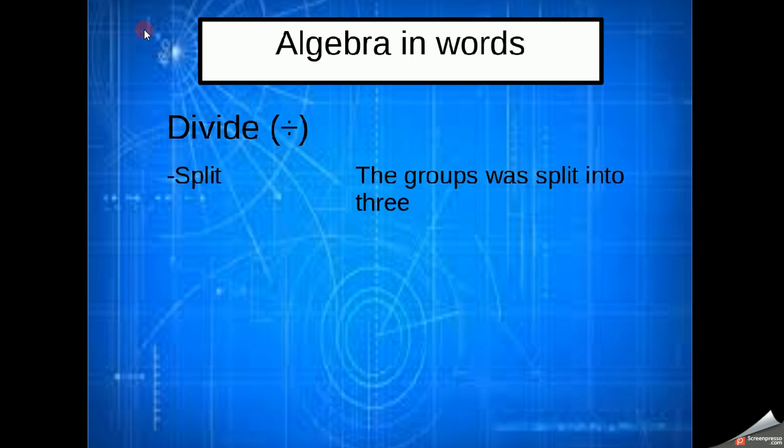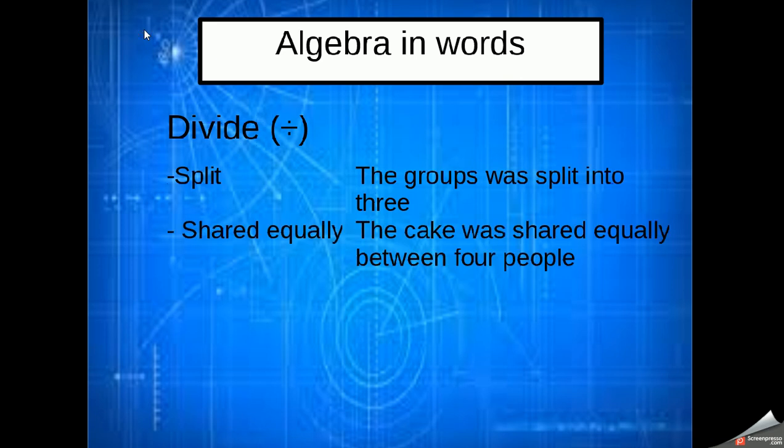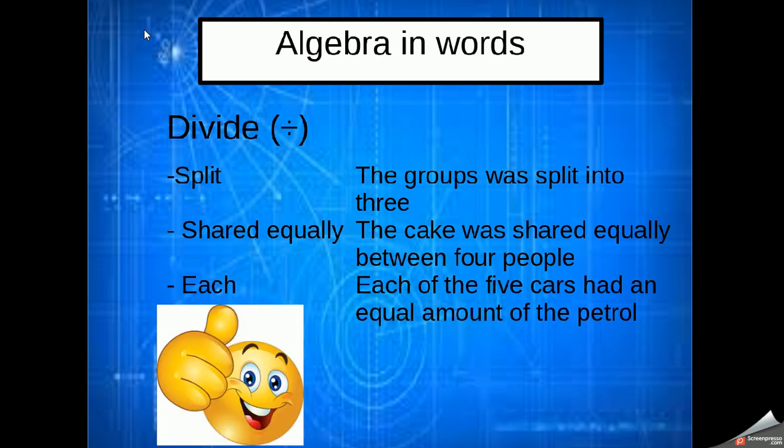So dividing. When you split something up, you're dividing it. So the group was split into 3. So you're dividing the group by 3 to see how much there is in each group. Shared equally. So the cake was shared equally between 4 people. We're dividing the weight of the cake between 4. And each of the 5 cars had an equal amount of petrol. The combination of each and equal means we can divide it by 5.